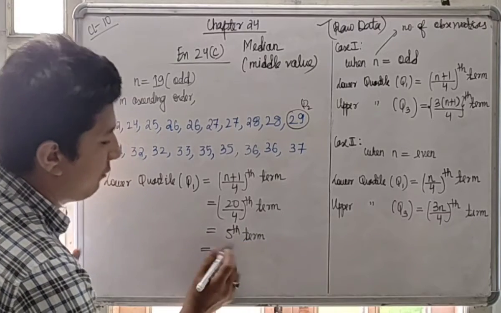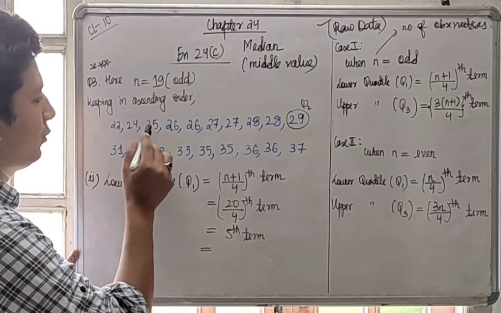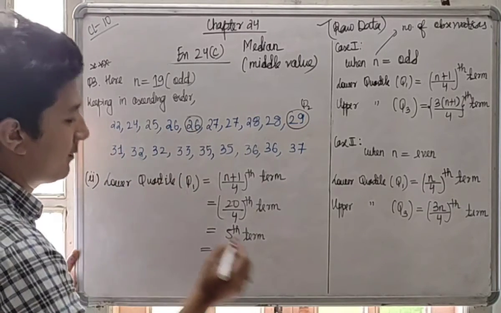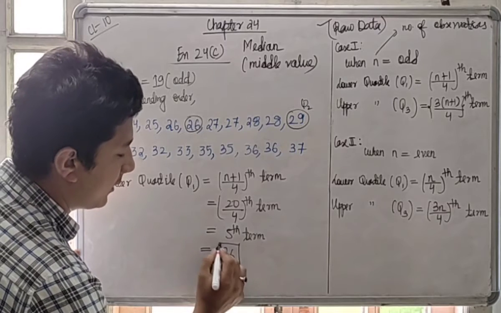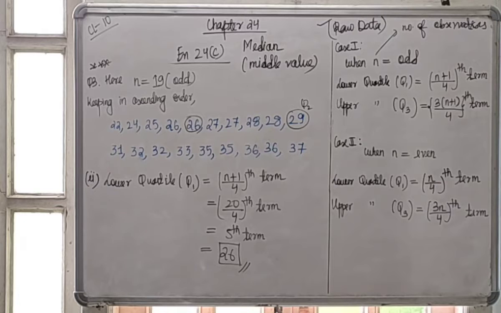So let's see which is my 5th term. 1, 2, 3, 4, 5. So 26 is my lower quartile. Are you clear with this, boys? I hope you're clear with this. Please pause the video and note down.